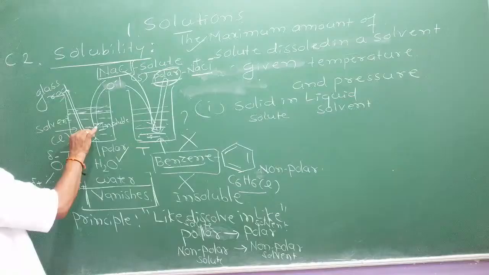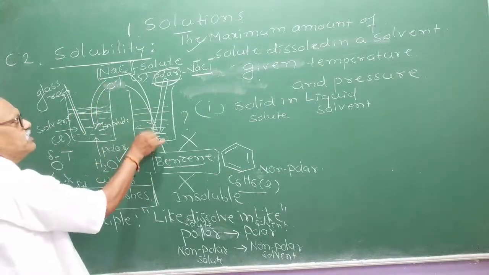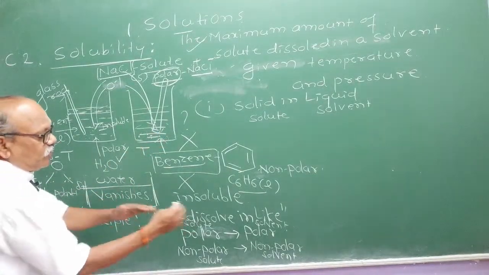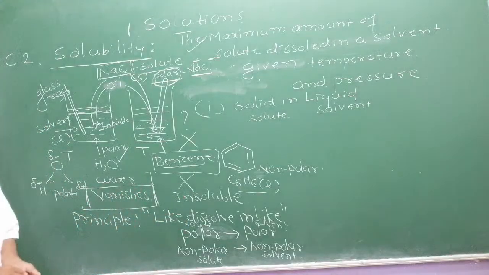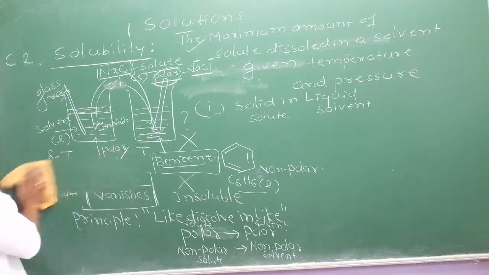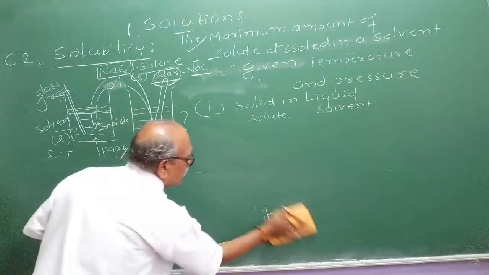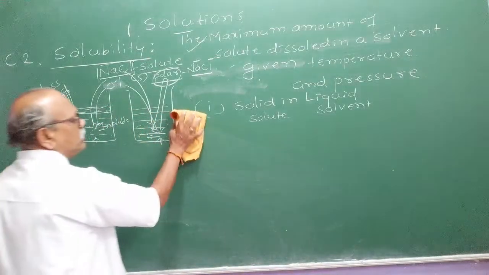Sodium chloride dissolves in water because both of them are polar. Oil dissolves in benzene because both of them are non-polar. Non-polar dissolves in non-polar, polar dissolves in polar, is the principle of solubility. I hope it is clear to you now. Okay, now we will continue the study. This concept is clear to you, that is, polar dissolves in polar and non-polar dissolves in non-polar.